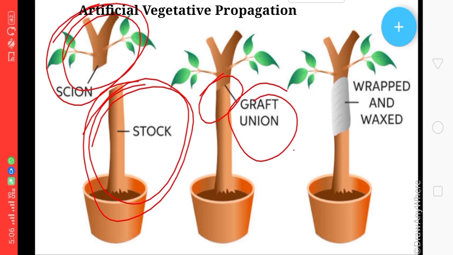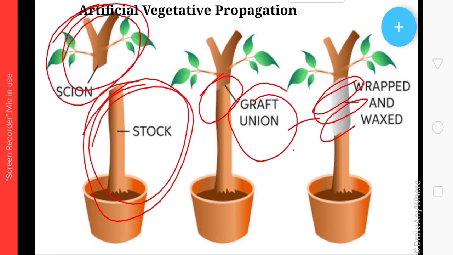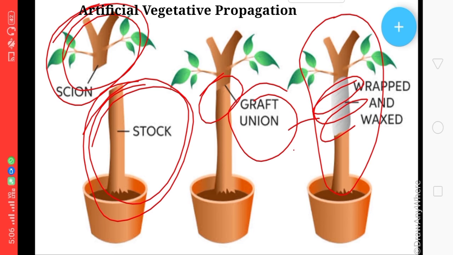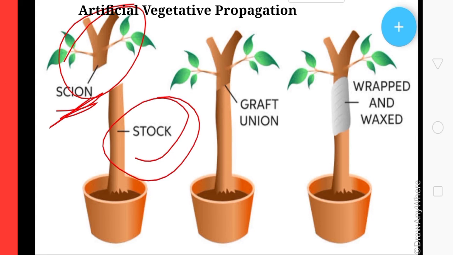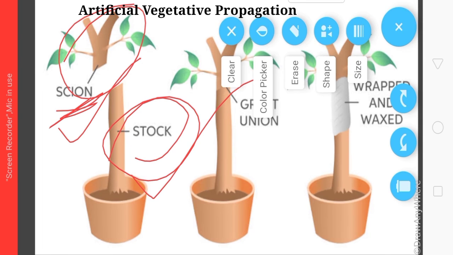Then we wrap it with some cloth and put wax on it so that it doesn't come out, because we are going to make this a single individual plant with the two different characters which we want. This is the process of grafting. The shoot portion which we selected is known as the scion, and the root portion which we selected is known as the stalk. Remember these two terms, scion and stalk. So this is all about grafting.